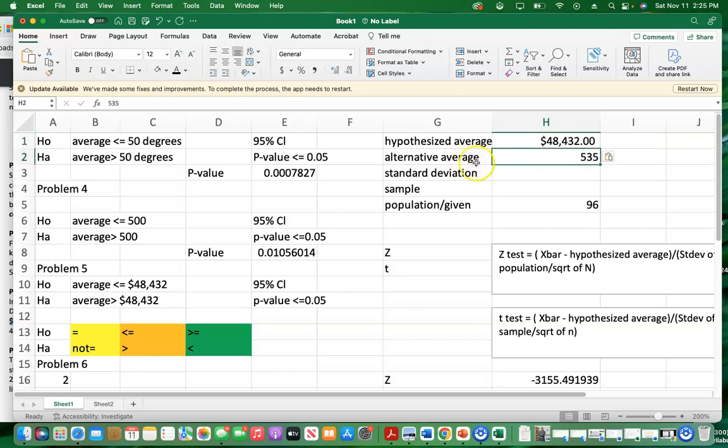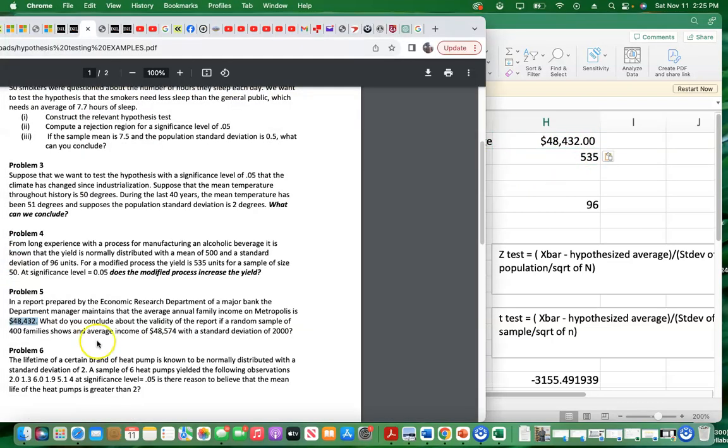Now the alternative average is the one that was obtained after doing a little research, where a random sample of 400 families gave another average, which is 48,574. And you can see this amount is more than the original amount, and the question is, is this significant, or is it more or less the same as the original information?